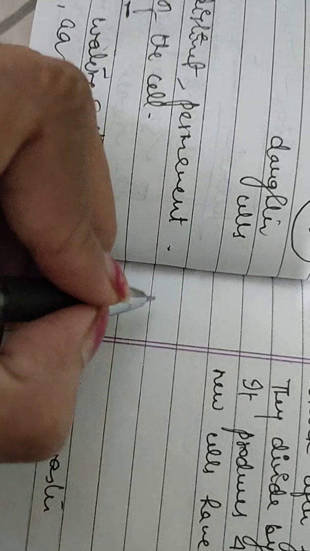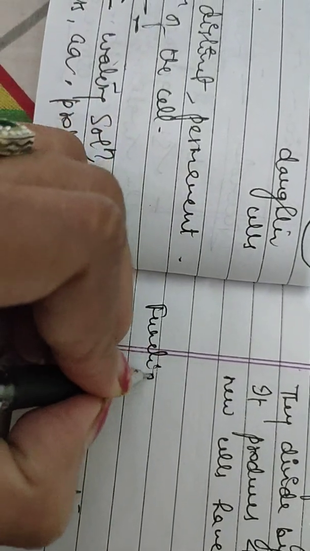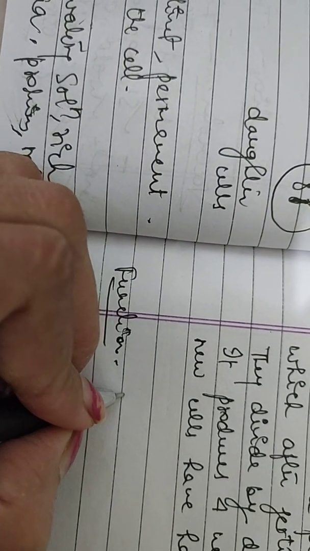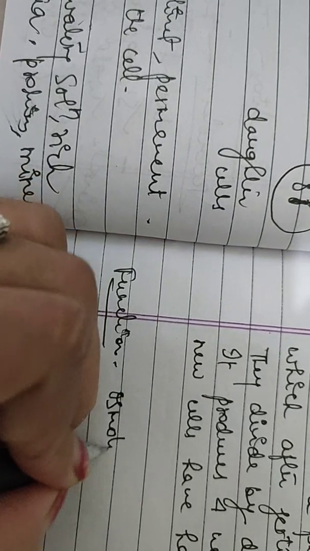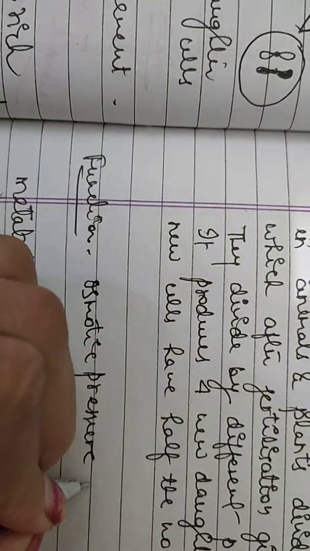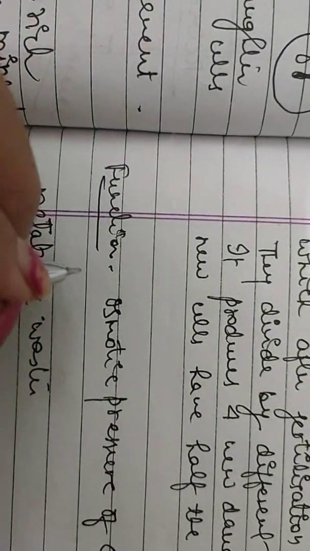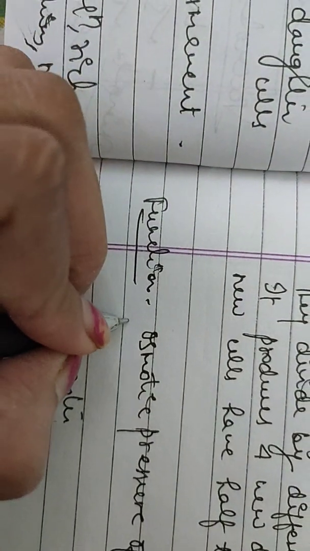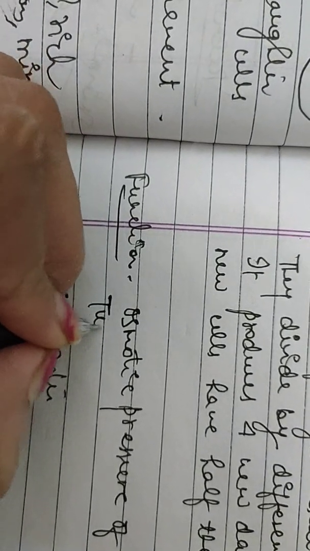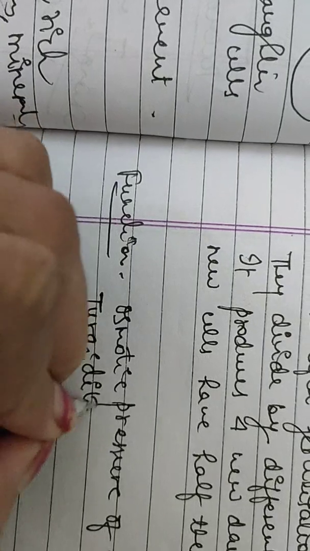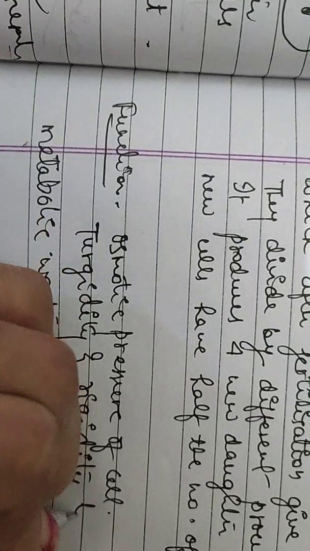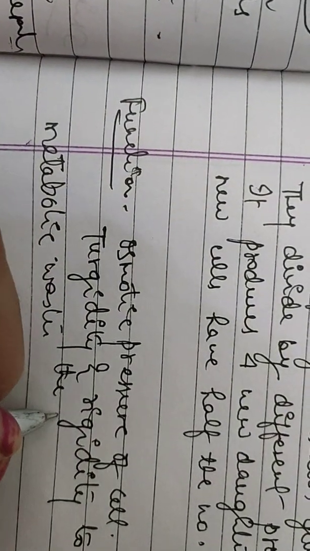So what is the function of the vacuole? It helps in the osmotic pressure of a cell, maintains the turgidity of the cell, they also store toxic metabolic byproducts or end products of plant cells, and they provide turgidity and rigidity to the plant cells.